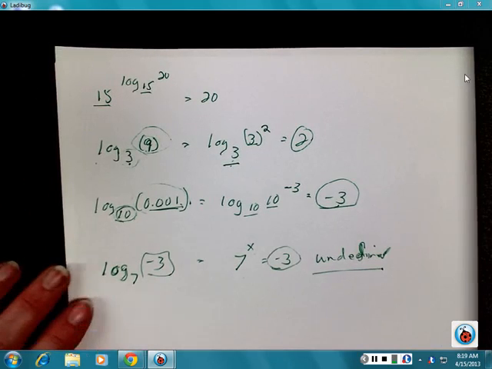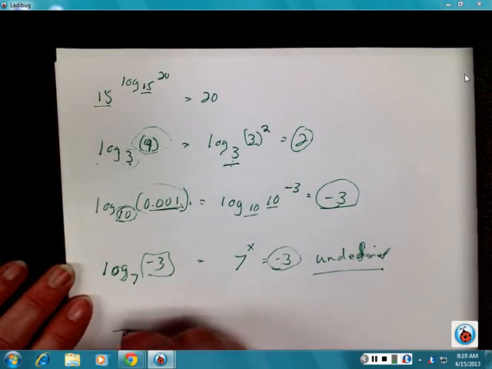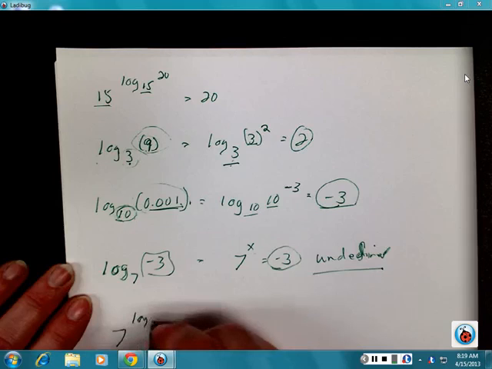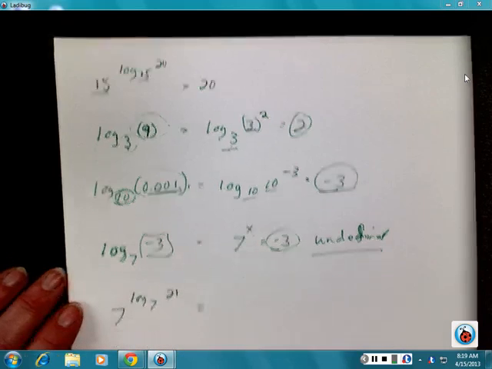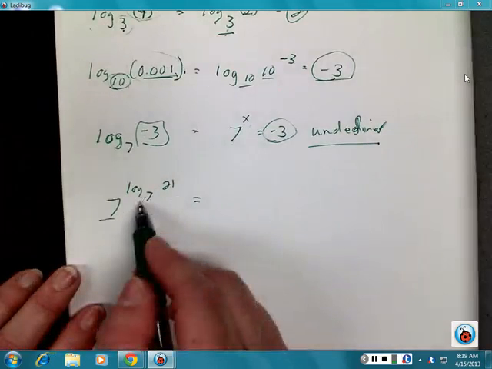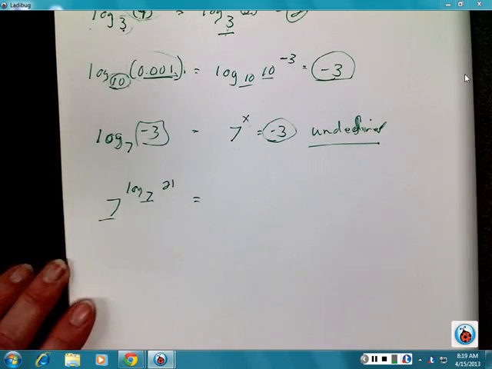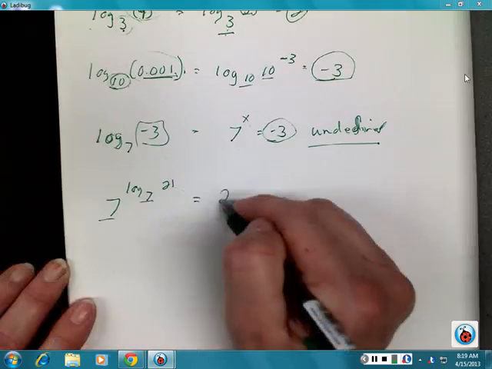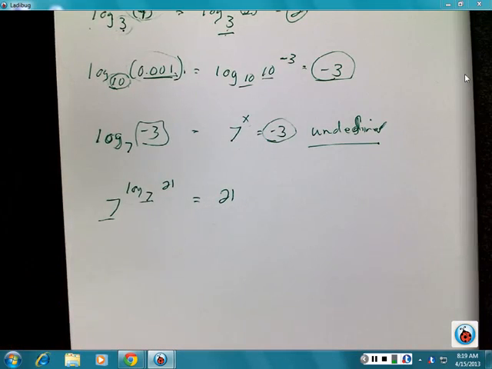But if you happen to have 7, log 7, 21, what would be my answer? Once again, these two match, so my answer would be 21. So there are patterns that you have to look for within those to see what does end up taking place and what your answer comes out to be.